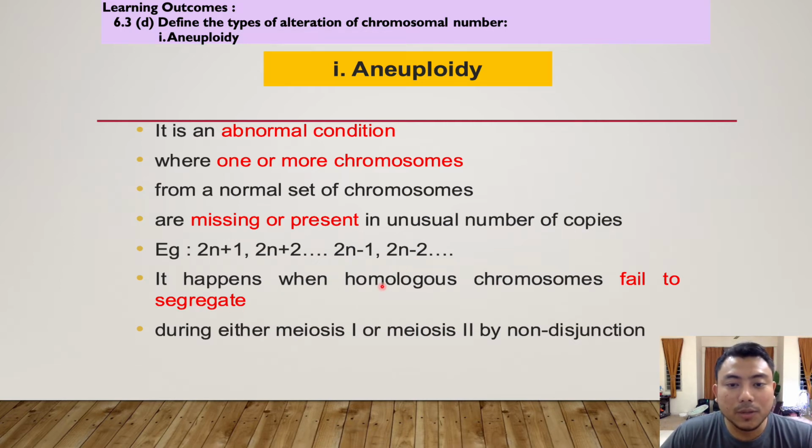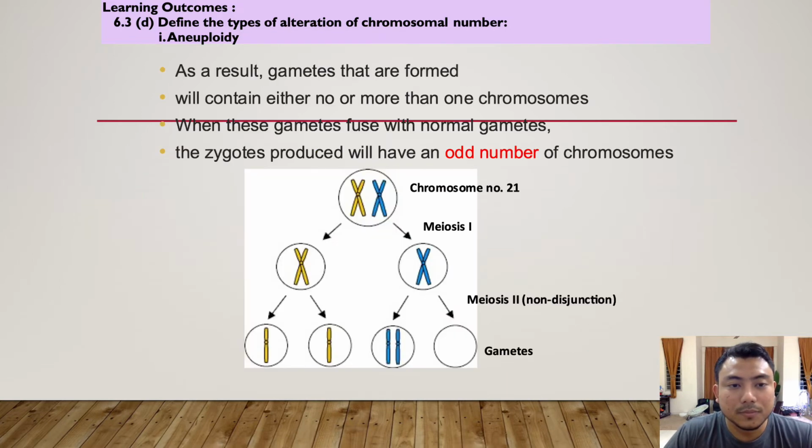So it happens when homologous chromosomes fail to segregate. Maknanya homologous chromosome ni fail untuk terpisah dengan sempurna during either meiosis 1 or meiosis 2 by non-disjunction. Apa maksud non-disjunction? We will look on this term soon later on. So as a result, gametes that are formed will contain either no or more than one chromosome sebab they fail to separate or fail to segregate normally. When these gametes fuse with normal gametes, the zygotes produced will have an odd number of chromosomes.